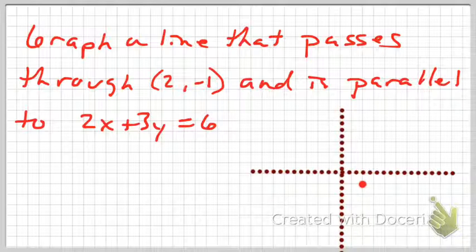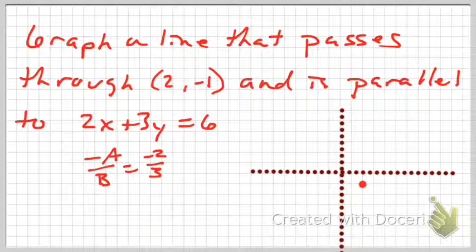And we know that our slope of our line is going to be parallel. We don't know what our slope is, but we know that it's going to be the same slope as that line, 2x plus 3y equals 6. So to get our slope, we have to find the slope of that line, which is -2/3. Opposite of a over b. All right? So our slope is -2/3.